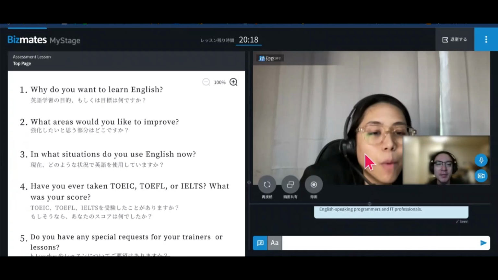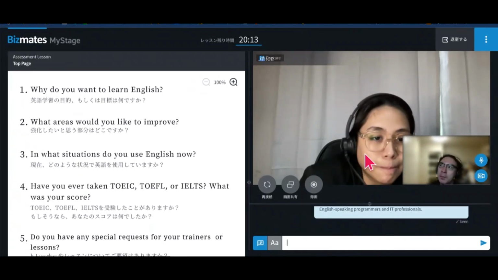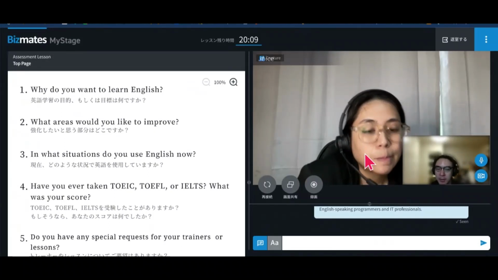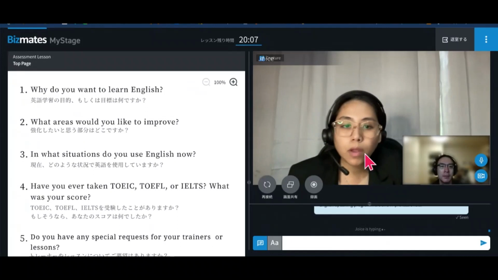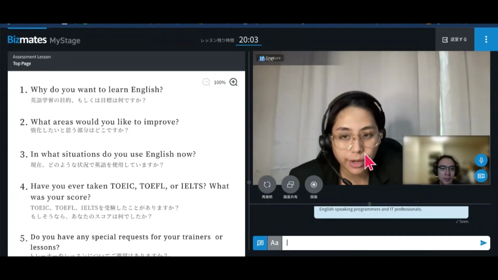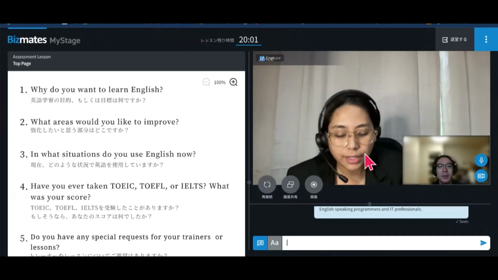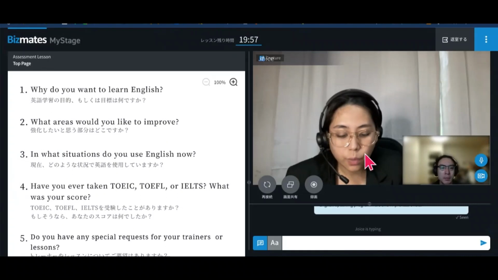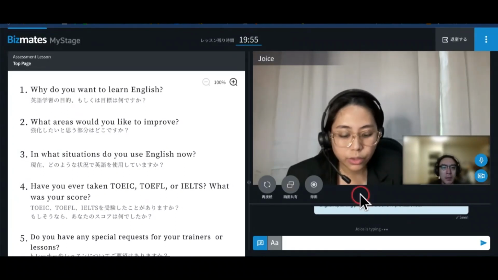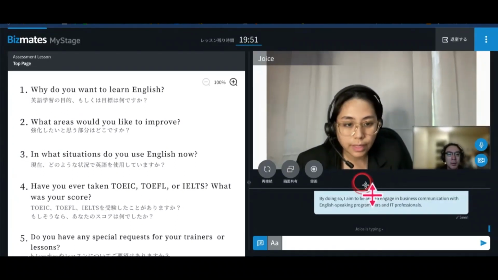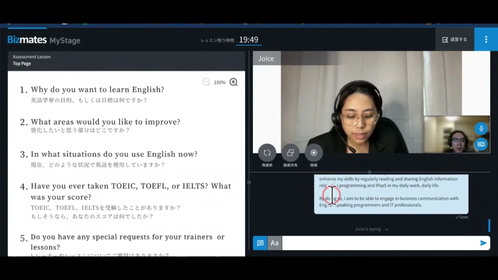What areas would you like to improve specifically? The terminology of IT or embedded programming. So you want to expand your vocabulary. We can say, the area I would like to improve is my vocabulary.